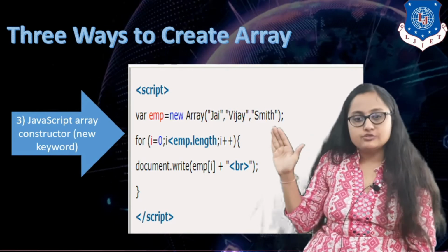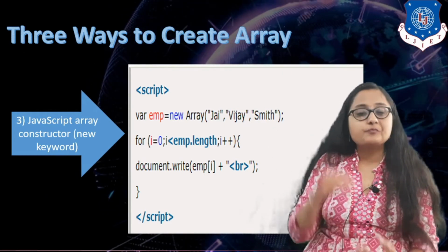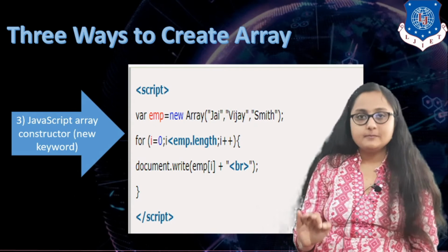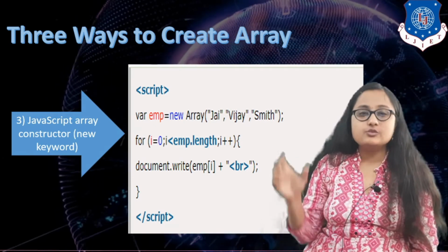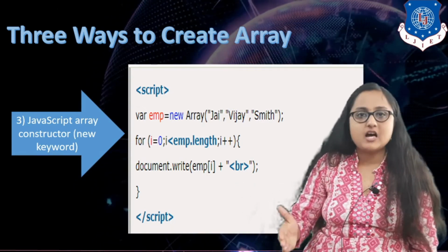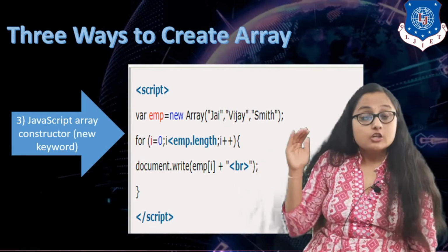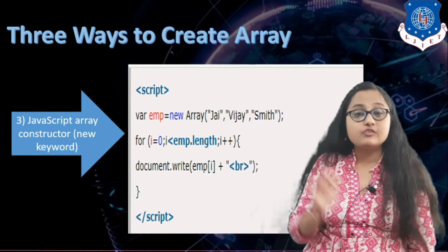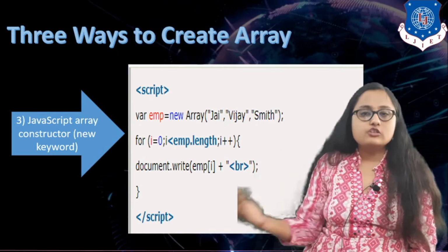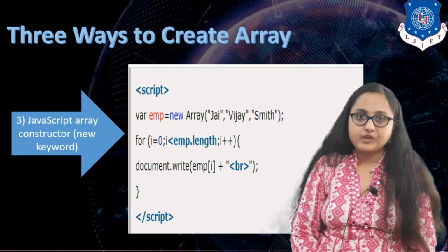I have passed the values in the parameters. So here you can see that emp, again the array name, is equal to the new keyword I have used, Array constructor I have used, and inside the parameters I have passed comma separated values. So here Jai will be taking 0th index, Vijay will be taking 1 index, and Smith will be taking 2 index. Also you can display this on your web page, right?